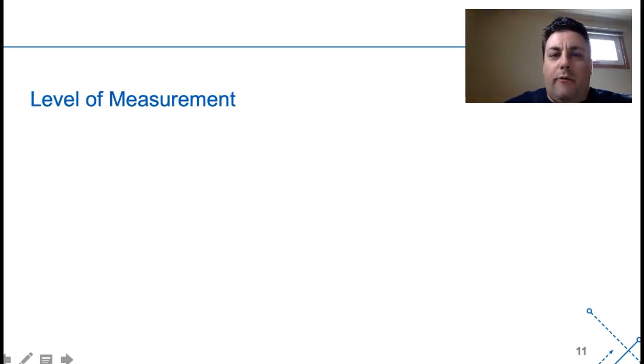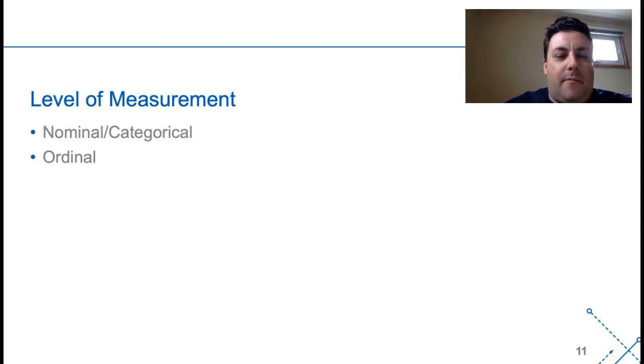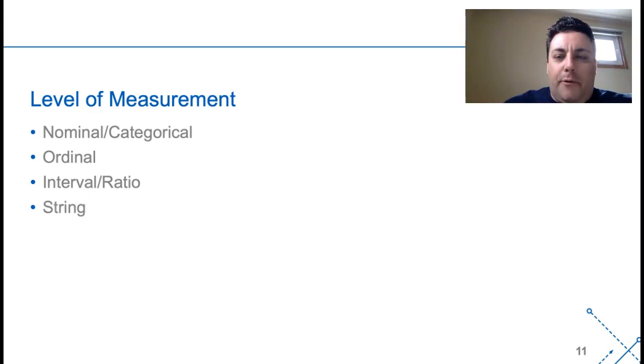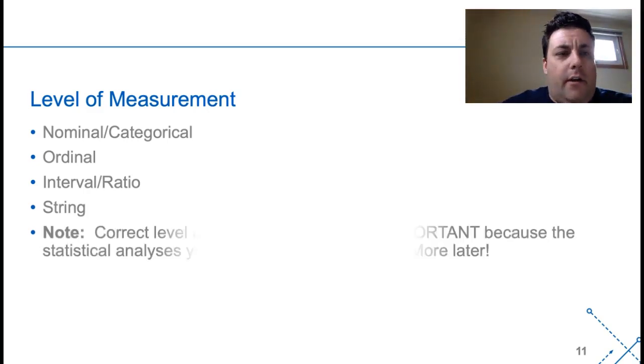So, moving on here. Quick review: levels of measurement. From last semester, we talked about different levels of measurement. We talked about nominal and categorical variables, ordinal variables, and then interval and ratio variables. This semester, we're collapsing these into three different categories. Last semester, we would have learned about these in four different categories: nominal or categorical variables as one category, ordinal variables as a second, interval as a third, and then ratio as a fourth. This semester, we're going to collapse interval variables and ratio variables. There is a fourth kind that we won't really deal with, string variables. I'll talk about what those are in a second.